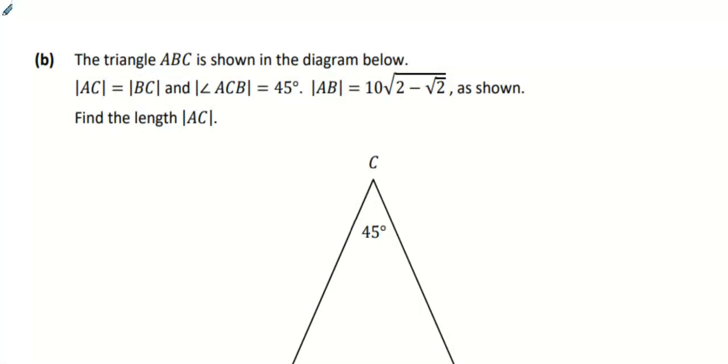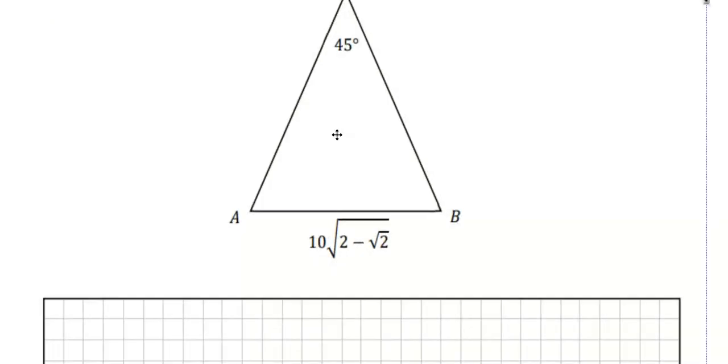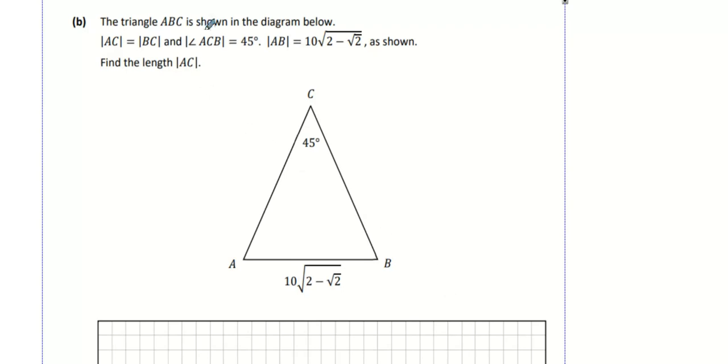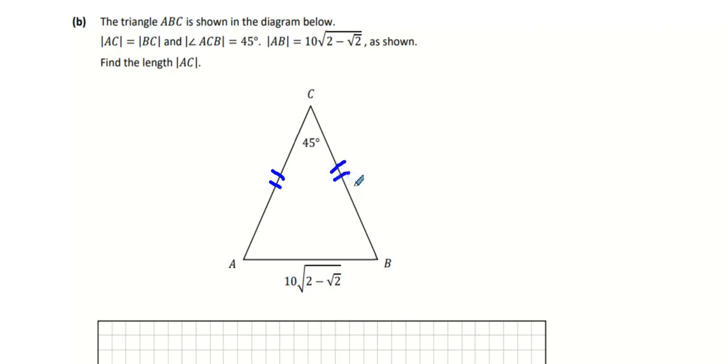Now, that was a part 2 question. Now we're on to a part 3 question. So I have a triangle ABC as shown. It says that AC equals BC. This means that this is in fact an isosceles triangle. So I can now conclude that this here is an isosceles triangle, and it wants us to find the length of AC.